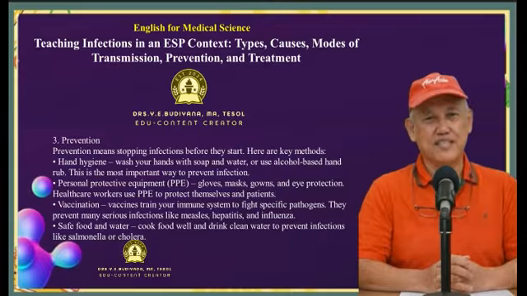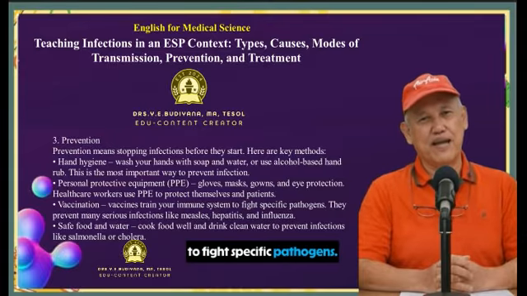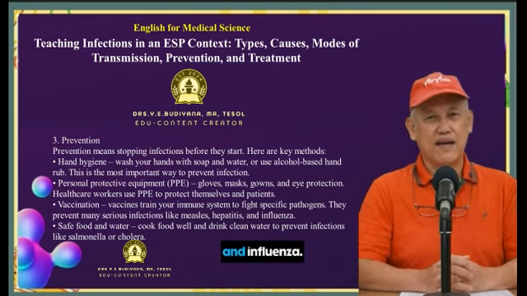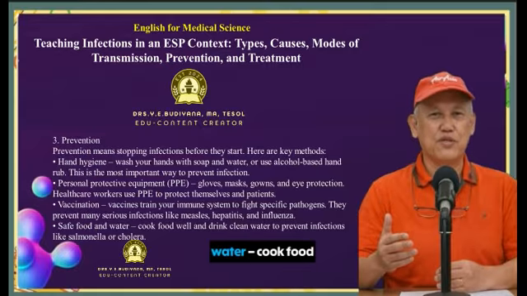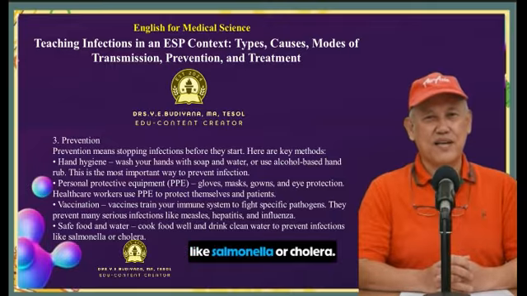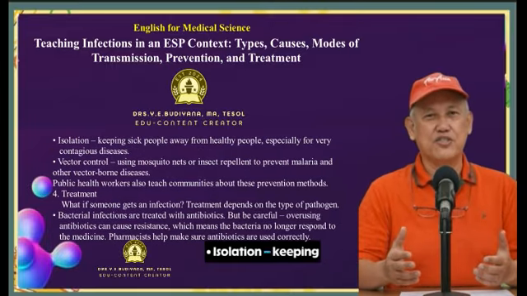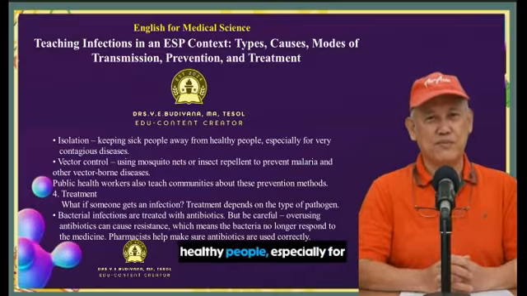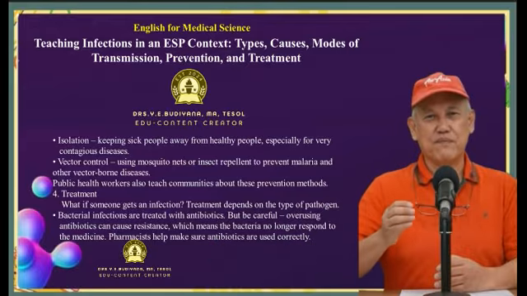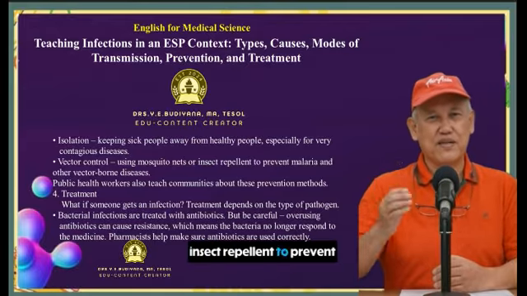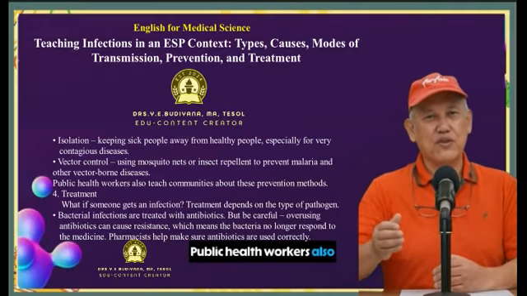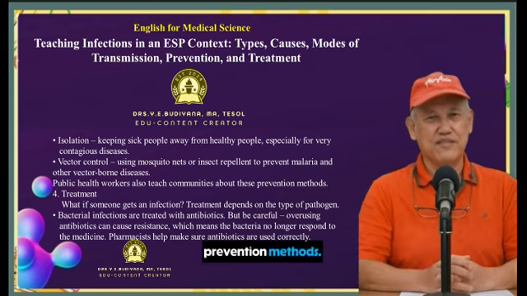Vaccination. Vaccines train your immune system to fight specific pathogens. They prevent many serious infections like measles, hepatitis, and influenza. Safe food and water. Cook food well and drink clean water to prevent infections like salmonella or cholera. Isolation. Keeping sick people away from healthy people, especially for very contagious diseases. Vector control. Using mosquito nets or insect repellent to prevent malaria and other vector-borne diseases. Public health workers also teach communities about these prevention methods.